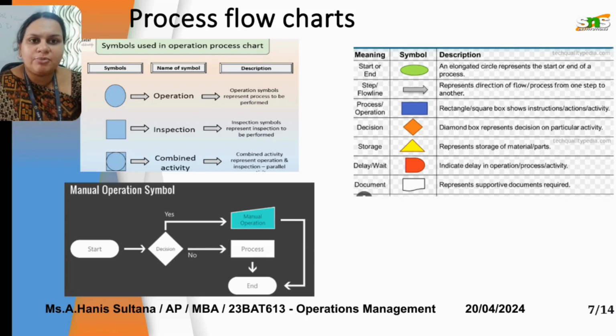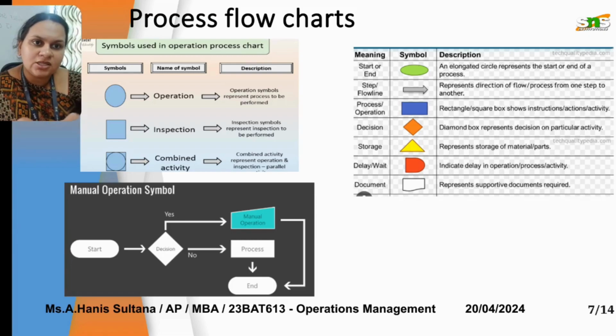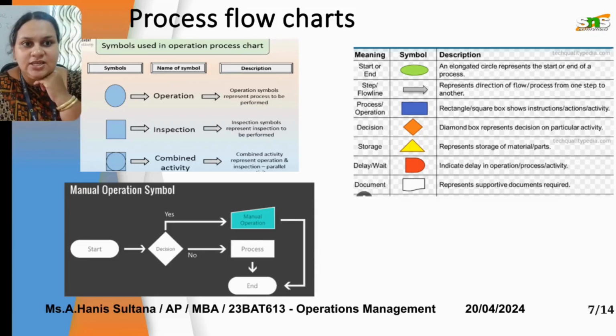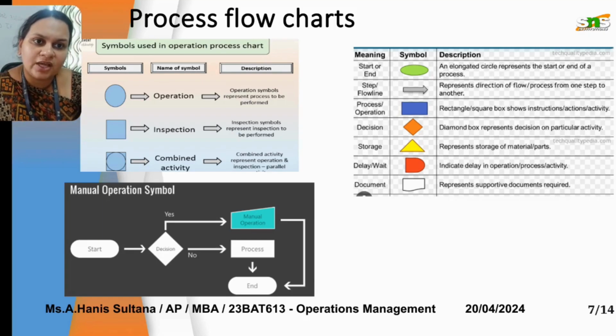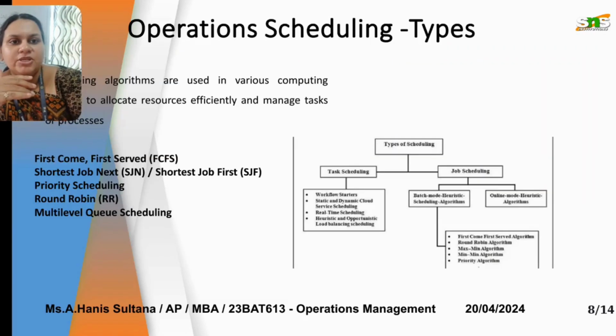And we also have the process flow charts, which have different types of symbols. For example, a start or end symbol, the arrow indicates the flow line, the rectangle box indicates the process or operations, the diamond indicates the decision, the triangle indicates the storage, the inverted U tells about the delay or wait, and the document-shaped symbol denotes the documentation. So these are the widely used symbols in operations management.